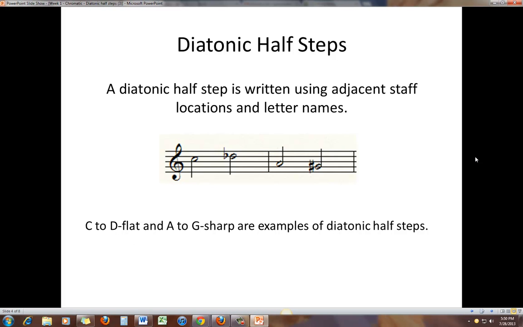A diatonic half step is a half step which is written using adjacent staff lines and letter names. So C to D flat is a half step. It is a diatonic half step. And A to G sharp is also a half step. It is a diatonic half step.